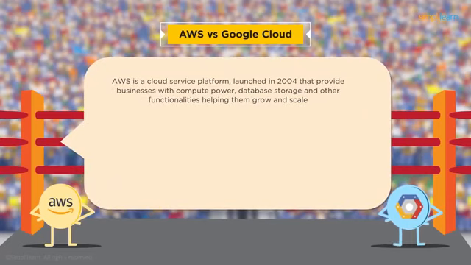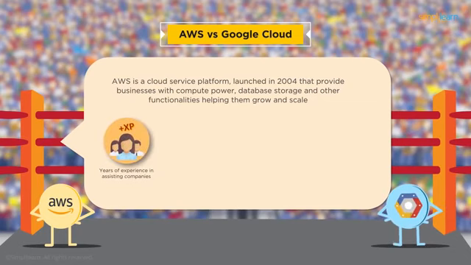AWS was launched in 2004 and is a cloud service platform that helps businesses grow and scale by providing them services in a number of different domains. These domains include compute, database, storage, migration, networking, and so on. A very important aspect about AWS is its years of experience. Now, AWS has been in the market a lot longer than any other cloud service platform, which means they know how businesses work and how they can contribute to the business growing.